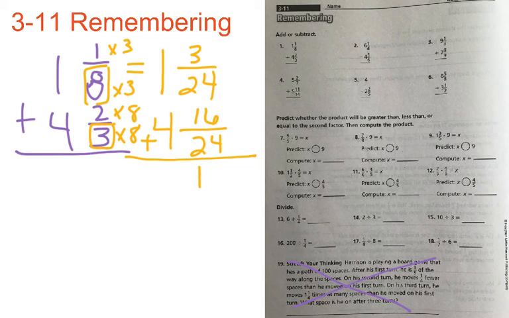16 plus 3 is equal to 19. My denominator stays the same, which is 24, and 4 plus 1 is equal to 5. So your answer is 5 and 19 over 24.